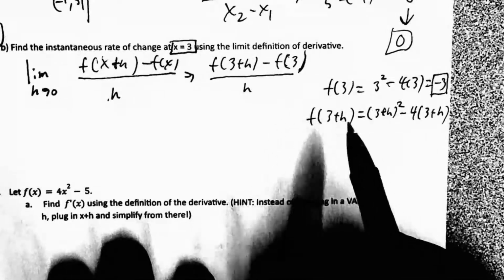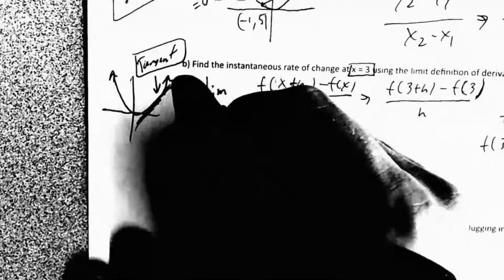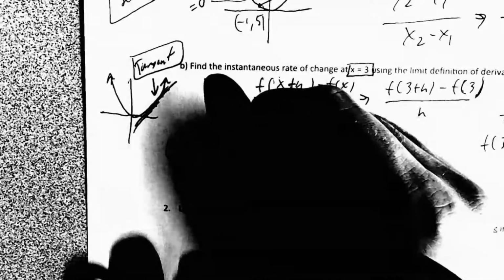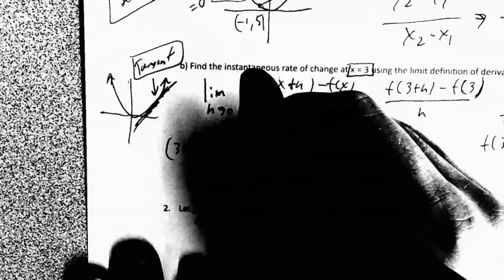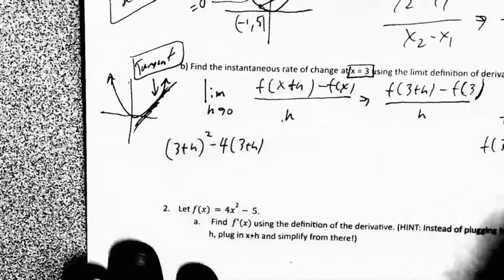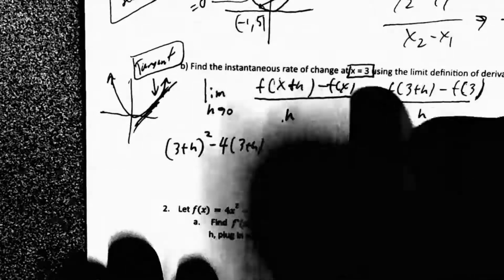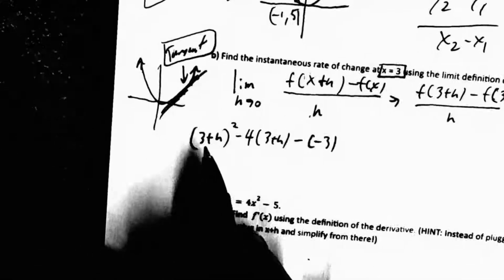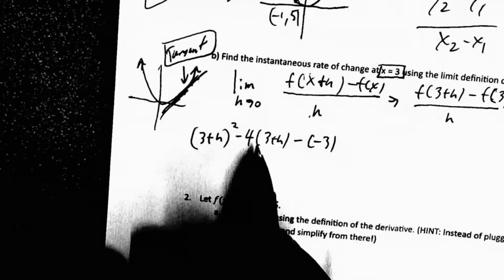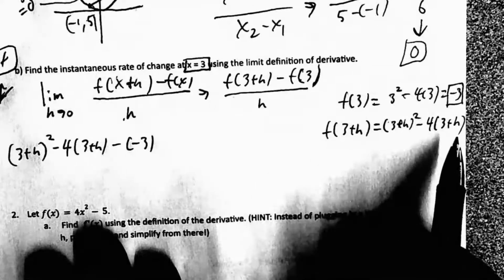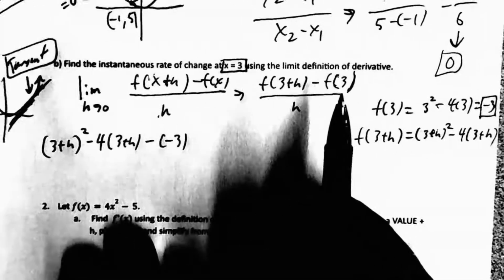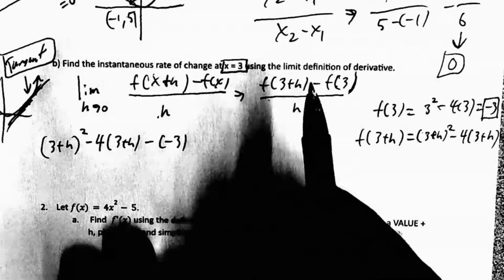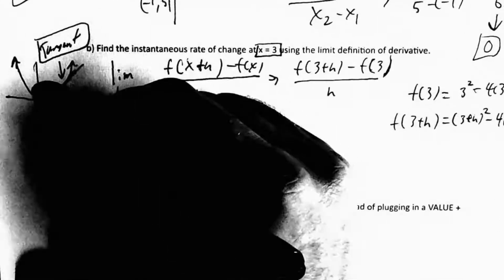So f of 3 plus h, I'm going to write it over here. 3 plus h squared minus 4 times 3 plus h minus negative 3. Okay, so this right here, 3 plus h squared minus 4 times 3 plus h, came from here. F of 3 is negative 3, so that goes there. This becomes this becomes this, all over h.